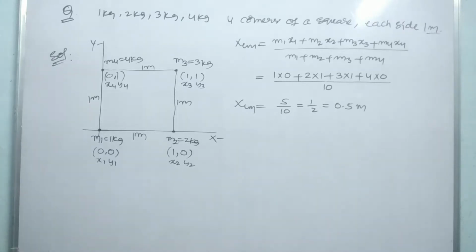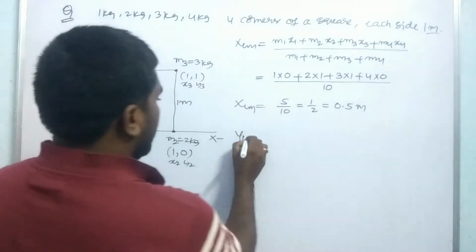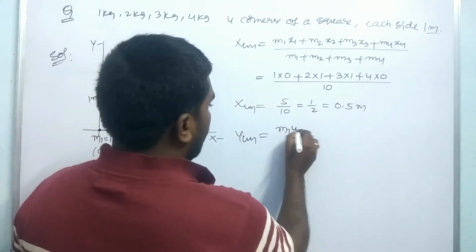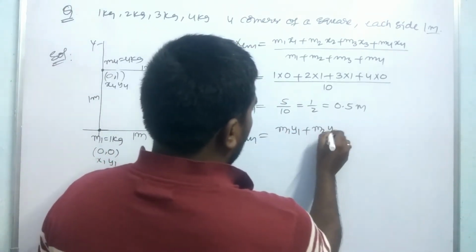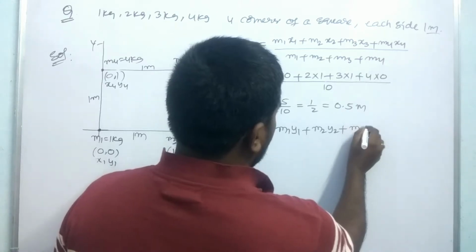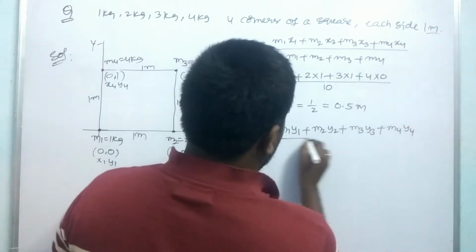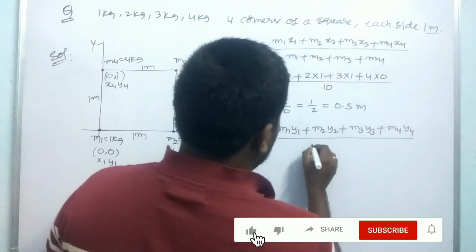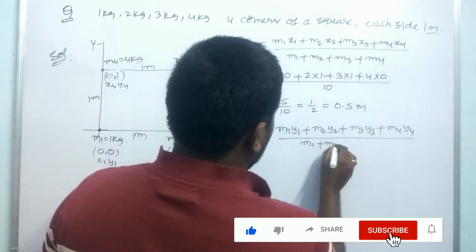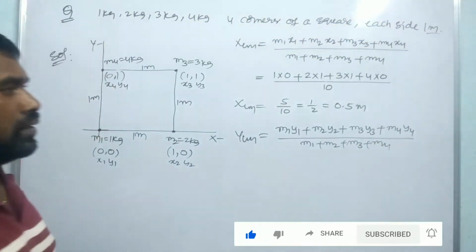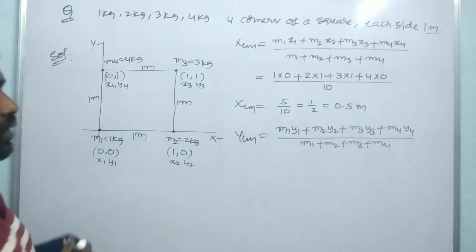So in case of ycm, we have to find ycm, which is equal to (m1 y1 + m2 y2 + m3 y3 + m4 y4) divided by the total mass, m1 + m2 + m3 + m4. Okay, let us substitute all the values here.